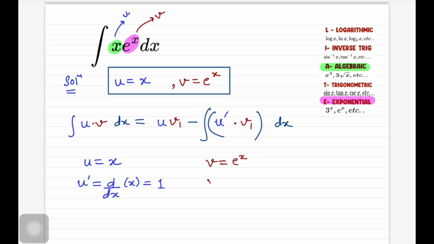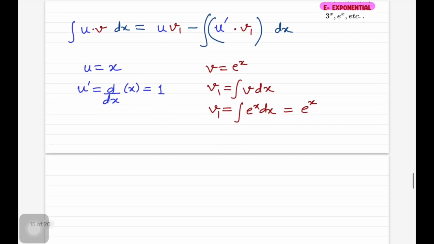Okay, then v1 equals the integration of v dx. What is v here? e to the power x dx. And the integration of e to the power x is e to the power x. We don't take plus c right now, so it will be like that only. When we integrate, in the end we will put the integration constant, not here. So I get the value of v1 also, it is e to the power x.